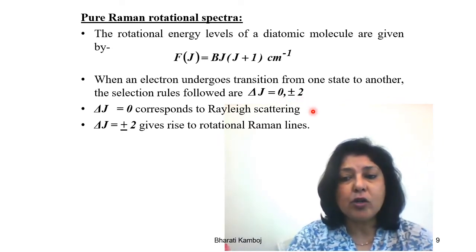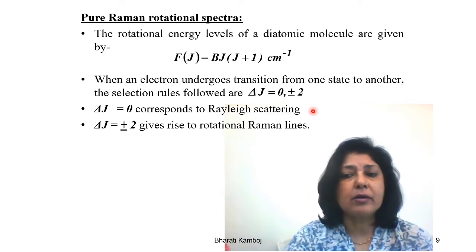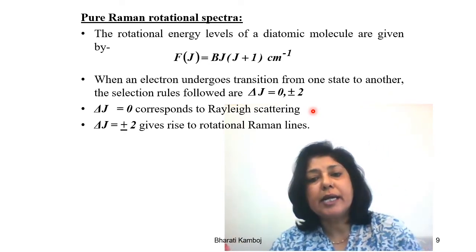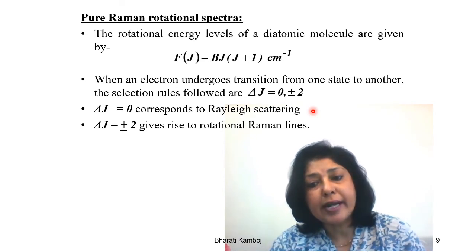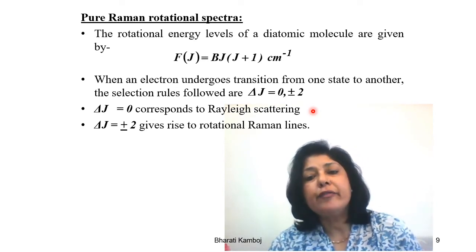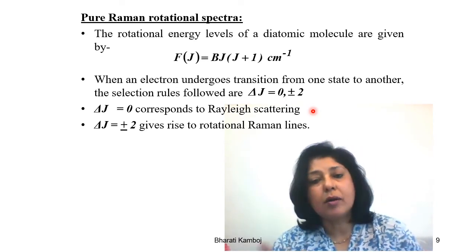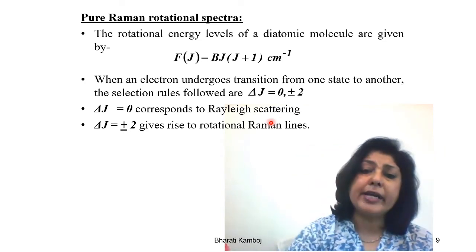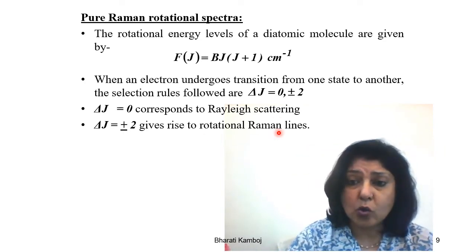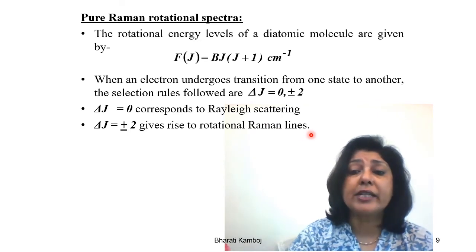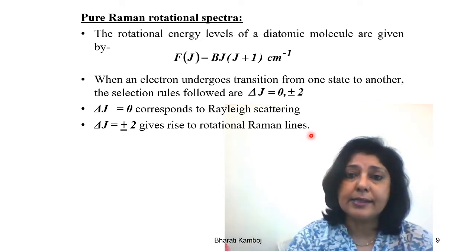So if there is no change in the value of J, then we get the original frequency in the scattered light, which is known as Rayleigh scattering. And if J changes by either plus 2 or minus 2, then we get rotational Raman lines, that is rotational Stokes and anti-Stokes lines.